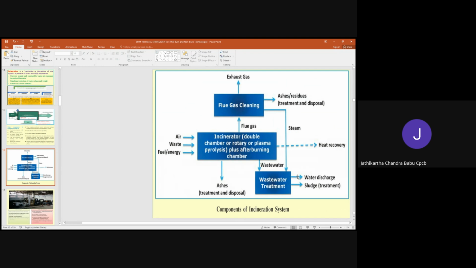In the process of treatment of wastewater, we get water. That treated water is recycled into the system. Generally, it is recycled, not discharged. And from the wastewater ETP, we get sludge. That sludge is generally treated and disposed of. This is the ash from the bottom of the incinerator chamber. We will get ashes. That is the harmless compound that you can dispose of through the common facilities or through treatment, or you can dispose of through secure landfilling or sanitary landfilling.